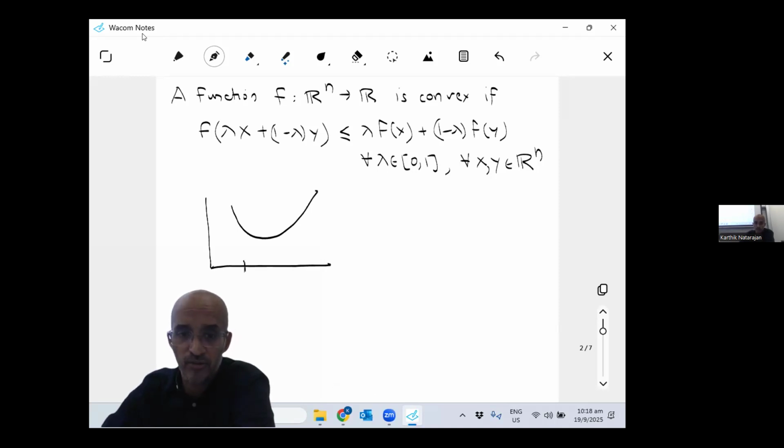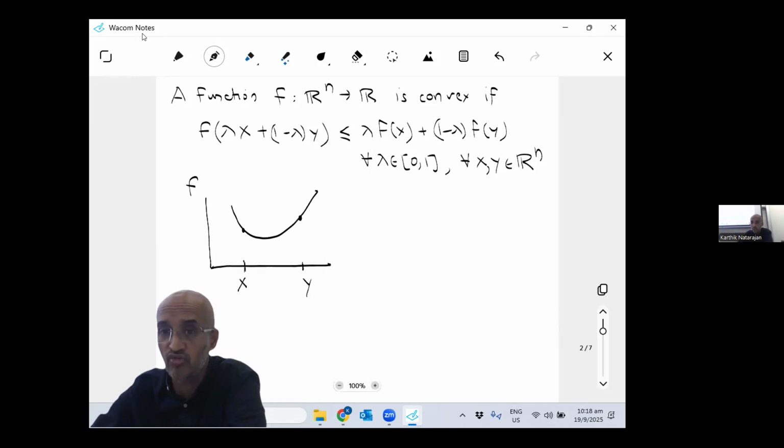You take a point x and you take a point y, any 2 points. This is a function f. This is f of x and this is f of y. Okay, so on the right hand side, I'm doing a linear interpolation between the points x comma f of x and y comma f of y. So what is this going to measure as I vary lambda? It's going to give me the linear segment between these 2 points.